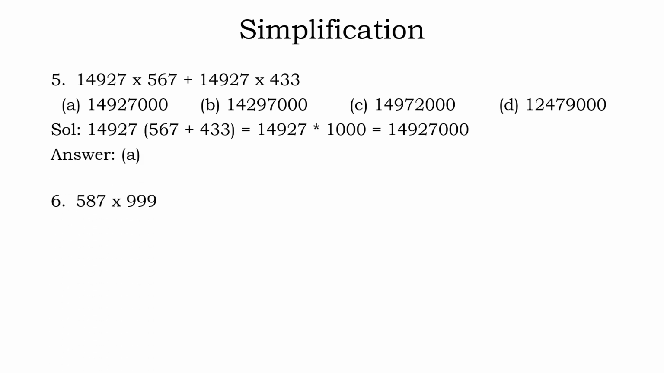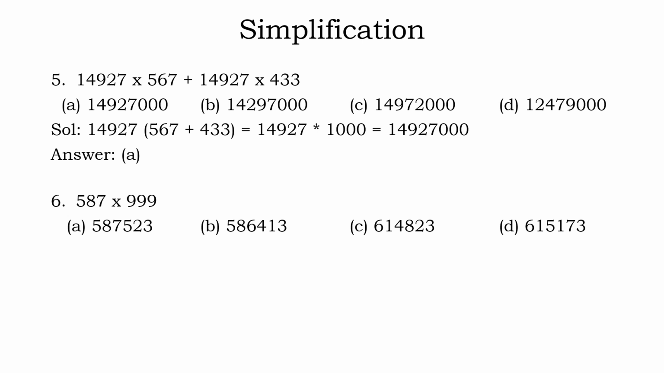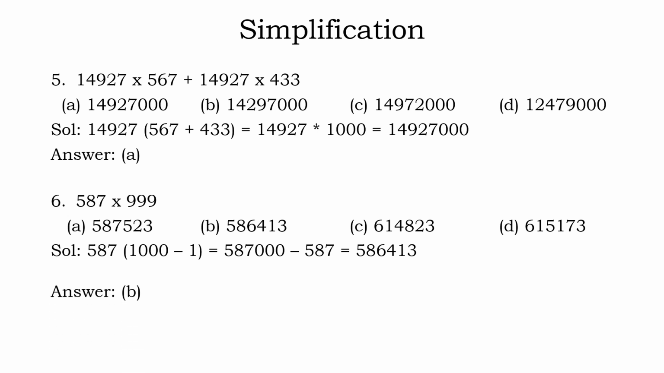Now 587 multiplied by 999. Now 999 is 1 less than 1000. So we can write this one as 587 into 1000 minus 1. So this is 5,87,000. 587 into 1000 is 5,87,000 minus 587 into 1, 587. On simplification we get 5,86,413. So the answer is B.